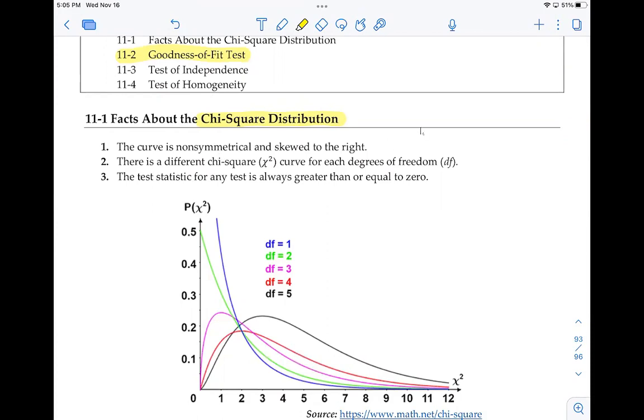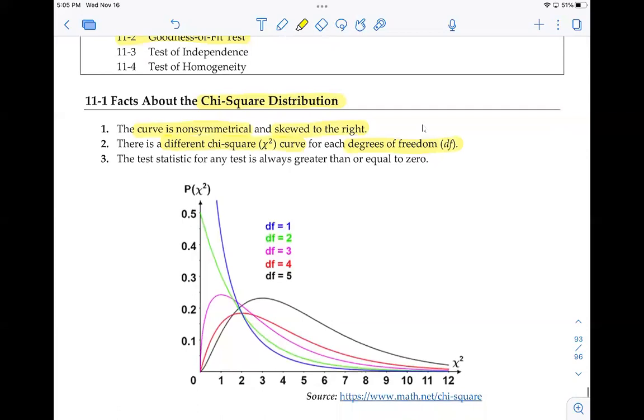The chi-square distribution curve is non-symmetrical and is skewed to the right. There are different chi-square curves for each degree of freedom. So if you look at the graph here, each of these colored curves corresponds to a different degree of freedom. One thing you'll notice is that the higher the degrees of freedom, the more the shape of the curve looks like a normal distribution. It's still skewed to the right, but the higher the degrees of freedom, the more and more it looks like a normal distribution.